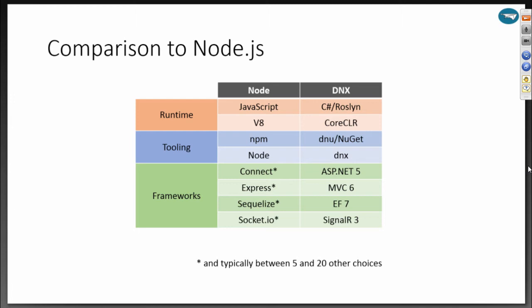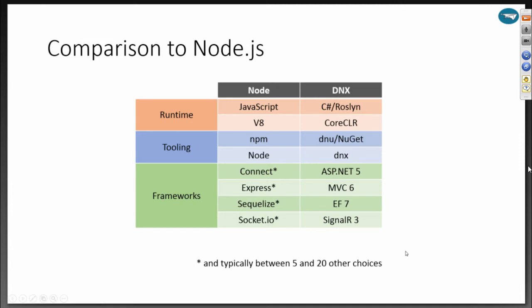There's some new command line tools. There is a new command line tool called DNX. There's also one called DNU that we'll see, and that's kind of our package manager. When you run your Node app, you run it with Node, and in the DNX world, you run it with DNX. And then there are frameworks on top. So we have ASP.NET 5, that's our web hosting framework, and then MVC on top of that is going to be our web application framework.